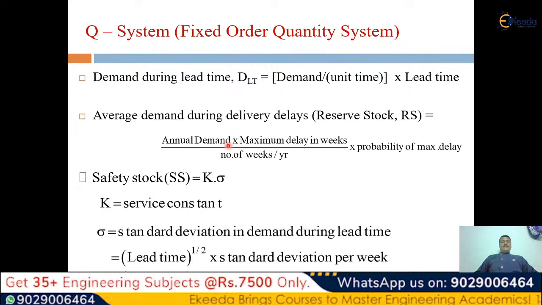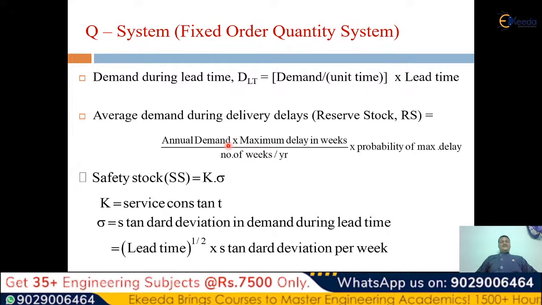Hence, we say that the following notations are being utilized for a Q system of inventory control model, where demand during the lead time, DLT, is given as demand per unit time into the lead time. Average demand during the delivery delays, the reserve stock, equals annual demand into maximum delay in weeks divided by the number of weeks per year into the probability of maximum delay.